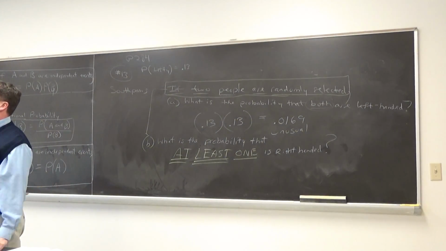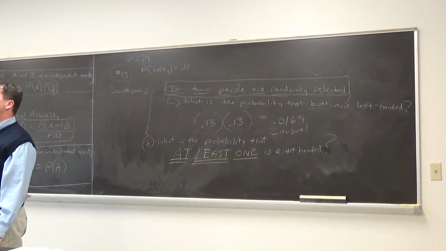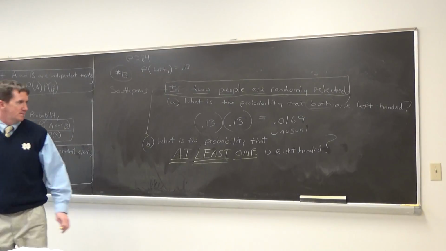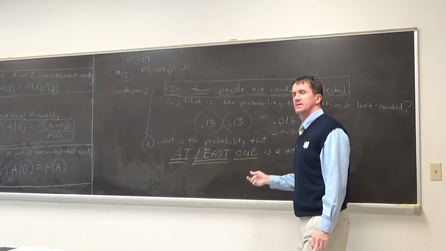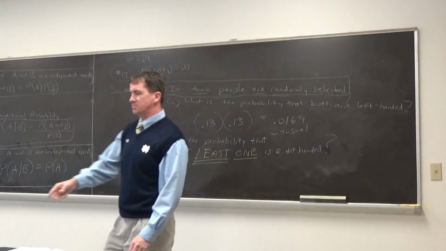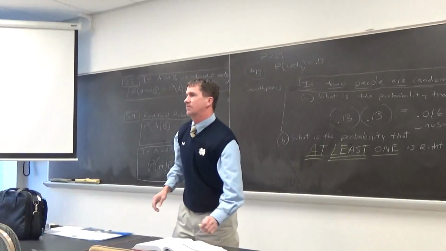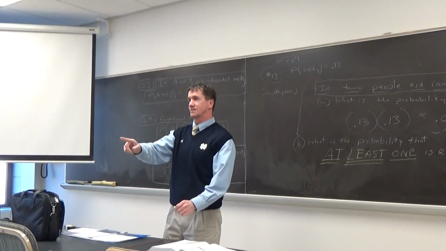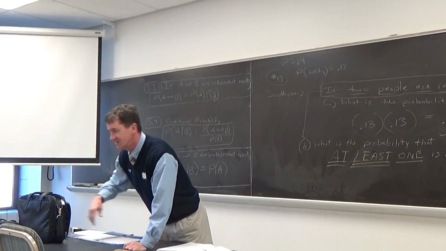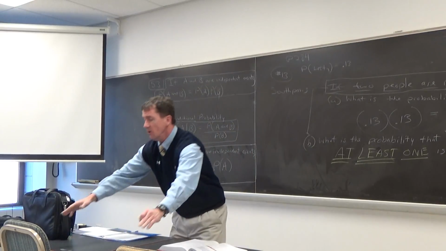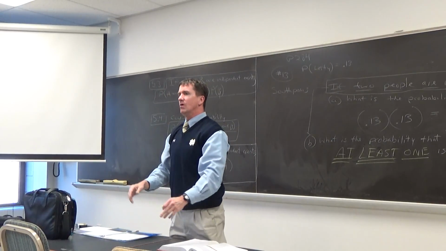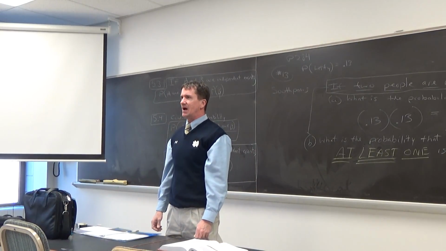Complement. The complement rule. What we're going to do is take 100% and subtract a probability. Because what we're looking at here is "at least one is right-handed." That means this person's righty, or that person's the righty, or there's another scenario, they're both righties. Well, that seems like the long way to work this problem, don't you agree?